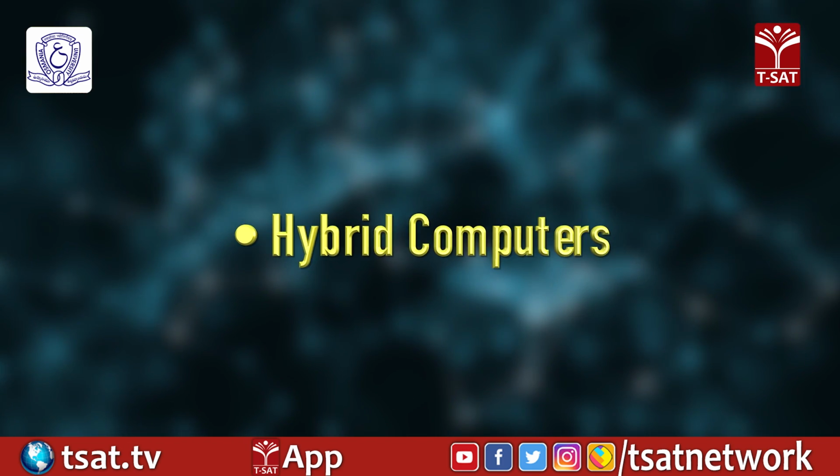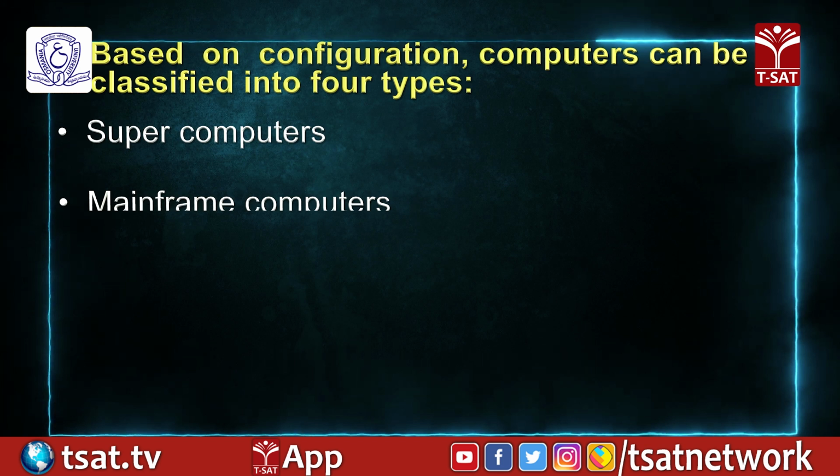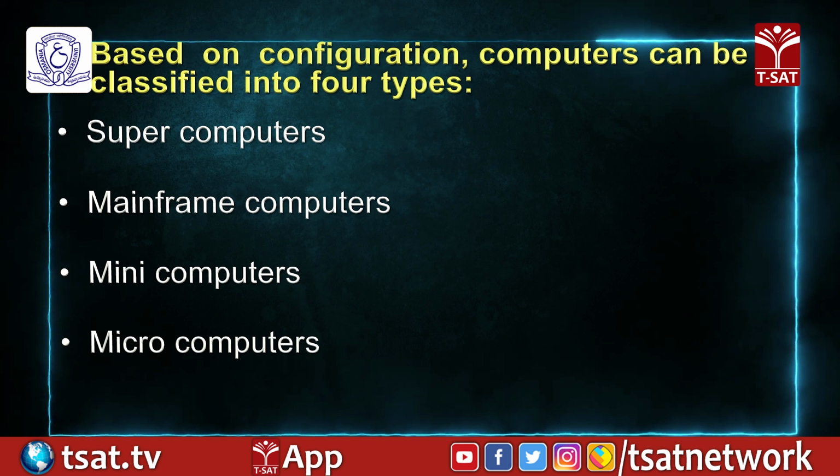And the third one is the hybrid computer. This combines the desirable features of analog and digital computers. It is mostly used for automatic operations of complicated physical processes and machines. So, based on configuration, computers can be further classified into four subtypes: supercomputers, mainframe computers, minicomputers and microcomputers.